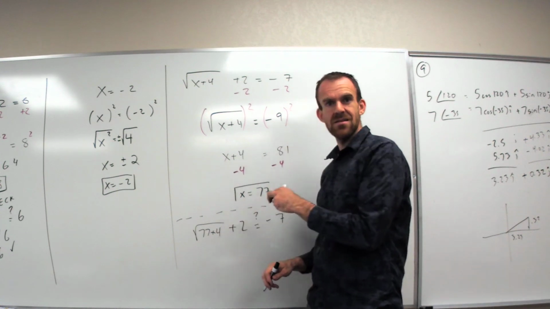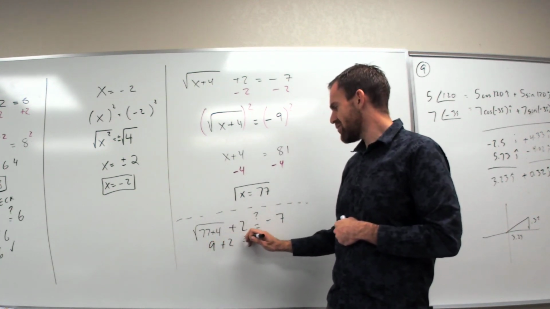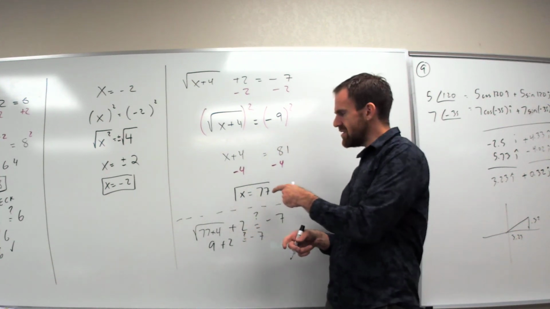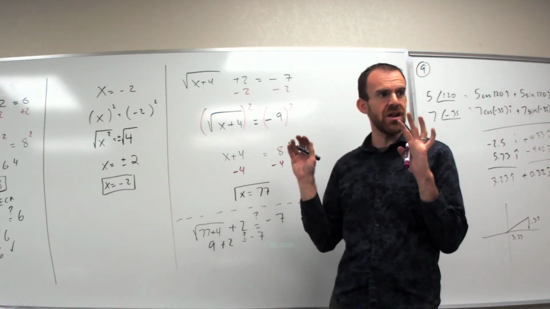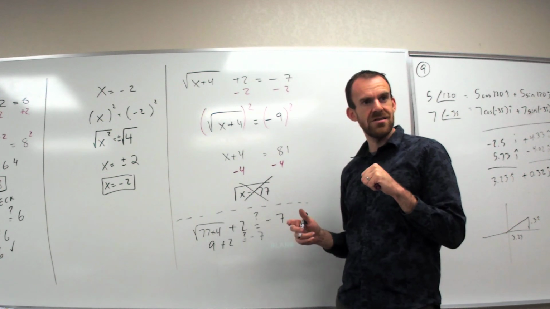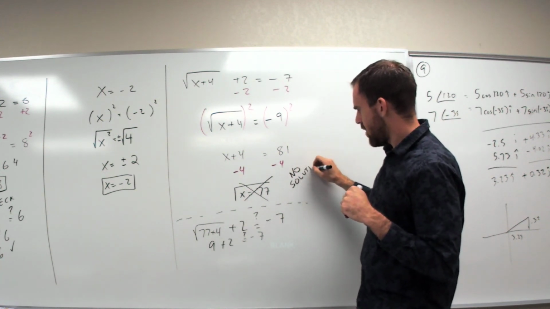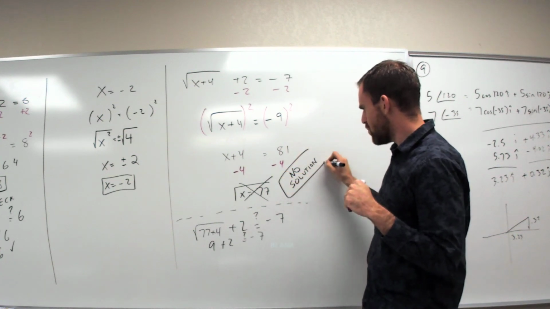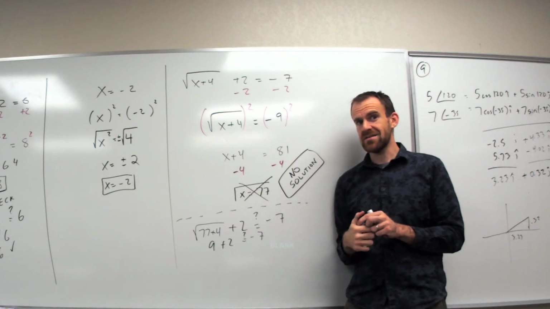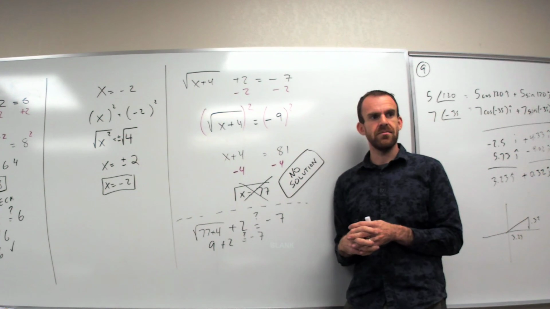So this is the square root of 81, which is 9, plus 2. Does that equal negative 7? No. So this solution, which is the only solution I could possibly find, is invalid. And thus, my answer is there is no solution. This is an unsolvable problem. There is no such x such that the square root of x plus 4 plus 2 is negative 7.